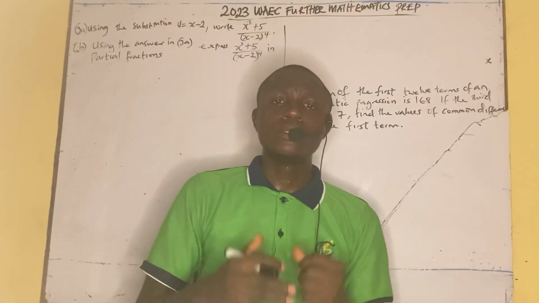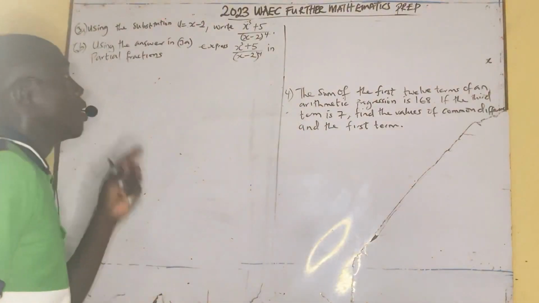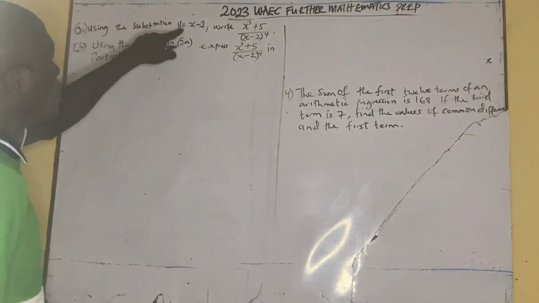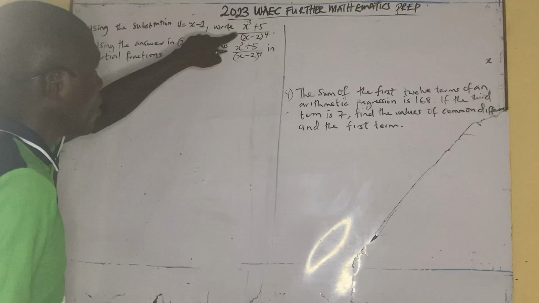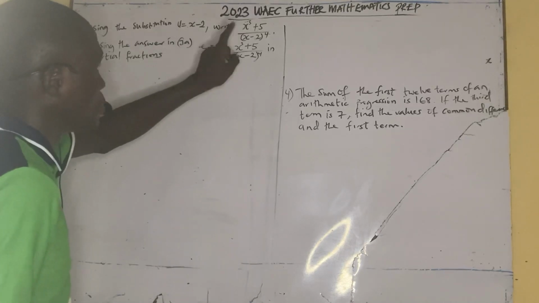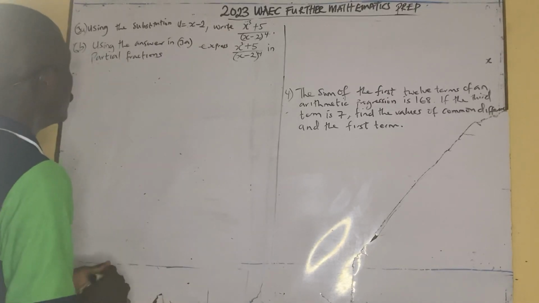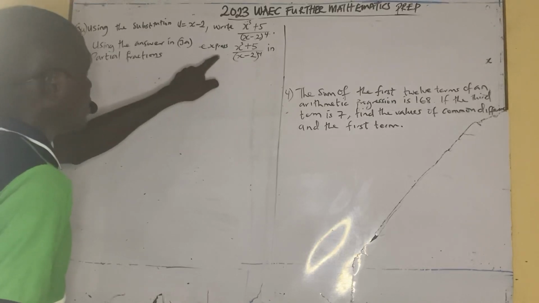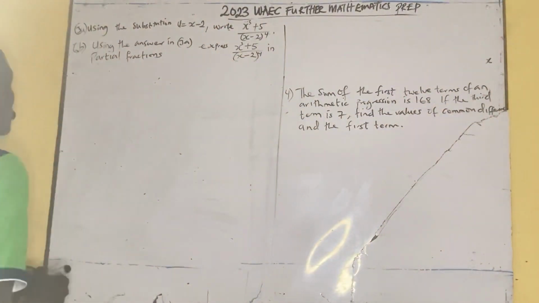Today we are going to continue the preparation towards the Further Maths exam in WAEC 2023. Now the question says: using the substitution u equals x minus 2, write x cubed plus 5 all over (x minus 2) raised to the power 4. We have to express this in terms of u equals x minus 2, and then use the answer in 3a to express x cubed plus 5 all over (x minus 2) raised to the power 4. Now let's go into the solution.